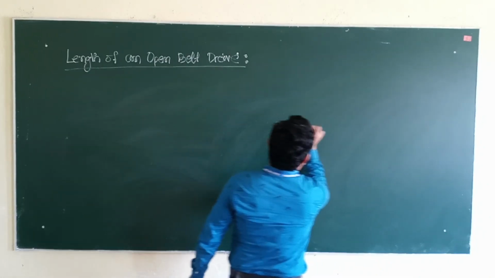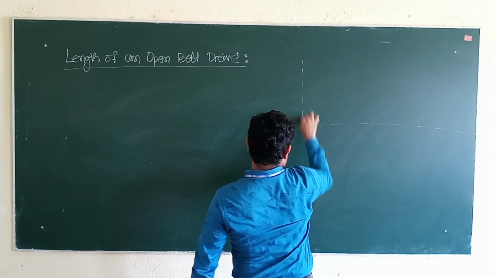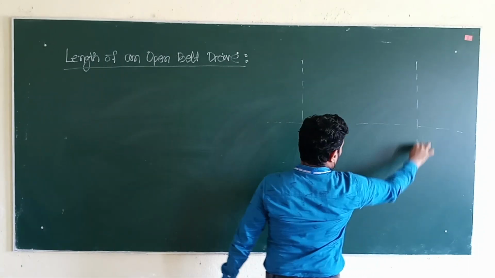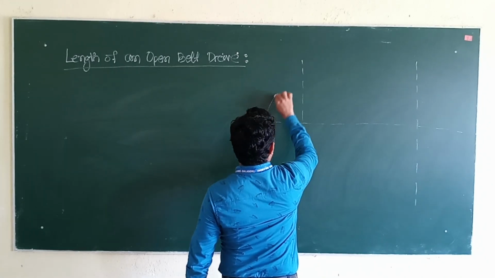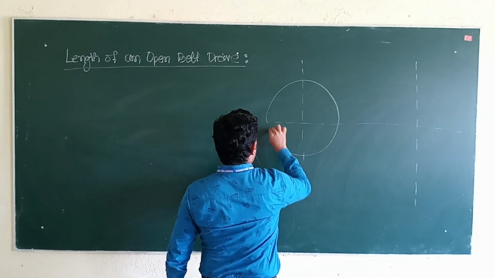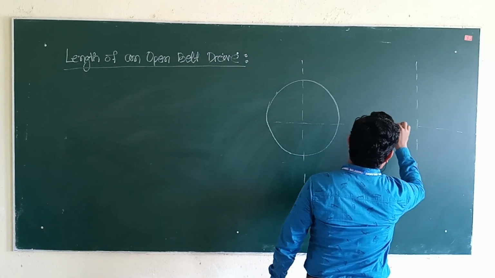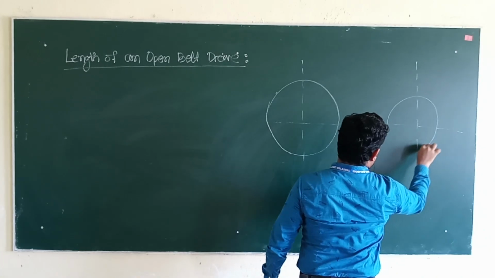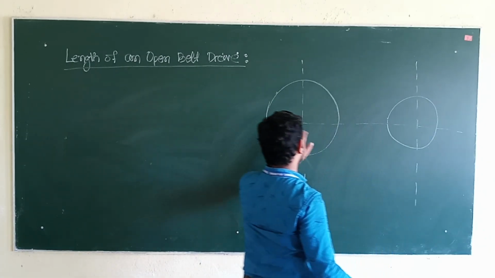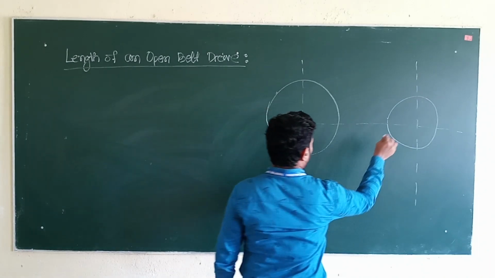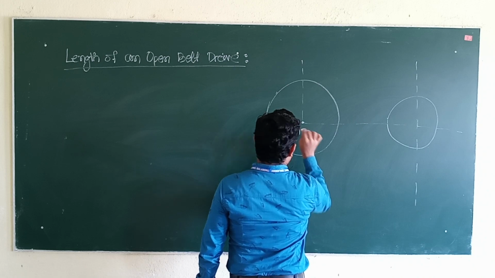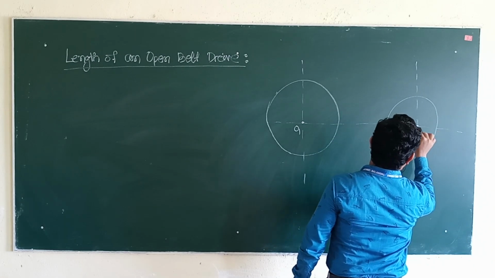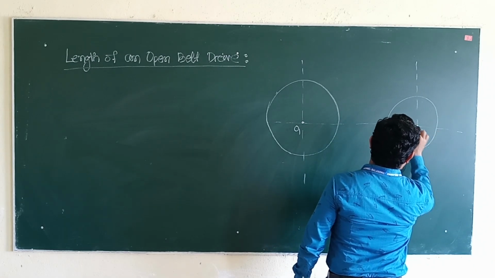In case of open belt drive, we know that there are two pulleys. First one is your driver pulley. This is slightly larger, and next one is your driven pulley. This is smaller. Larger pulley is your driver, and smaller pulley is your driven. The center of the larger pulley is your O1. The center of the smaller pulley is your O2.